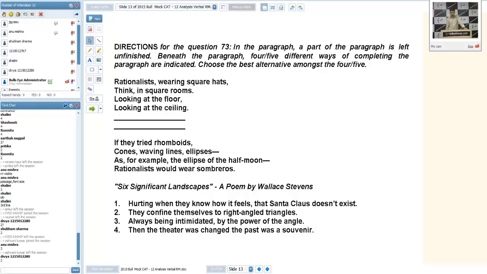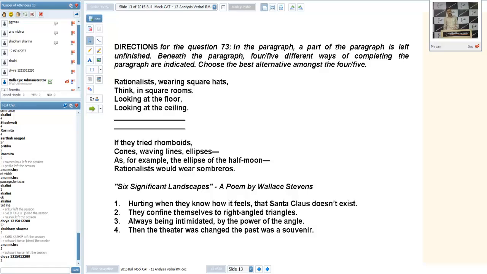Yes, let's go through these lines. Rationalists wearing square hats, think in square rooms, looking at the floor, looking at the ceiling. We don't know what kind of rationalists has been talked about. Now, if I read the last few lines, if they tried rhomboids, that means something different. Cones, waving lines, ellipses.